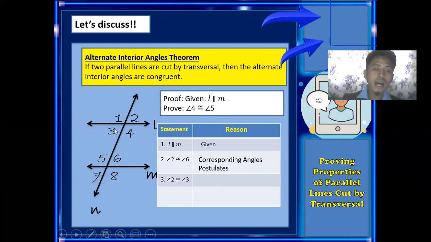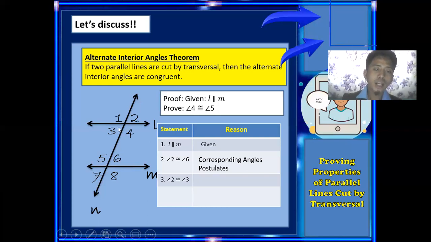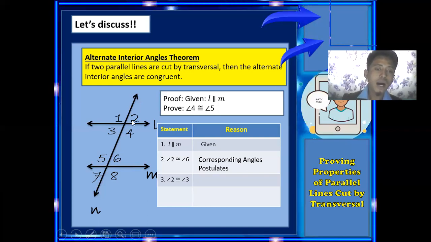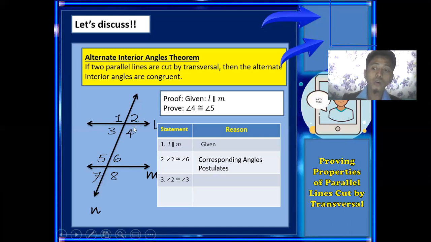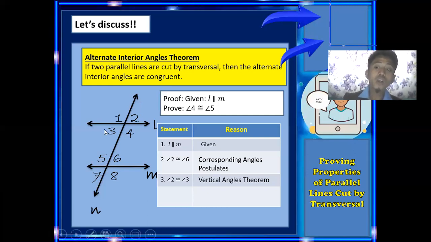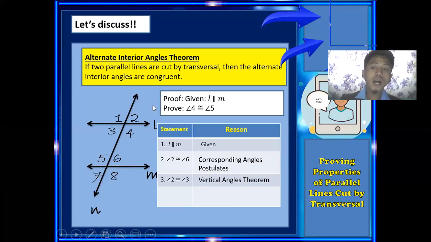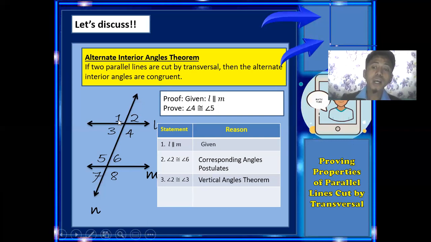Angle 2 and angle 3 are also congruent. For what reason? Because of the vertical angle theorem. Because of being vertical angles, they are congruent. According to the vertical angle theorem, once two angles are vertical angles, they are congruent, or their measures are the same. So angle 3 and angle 2 are also congruent.